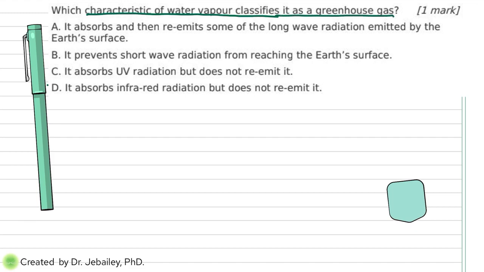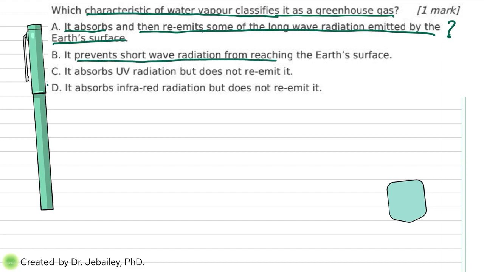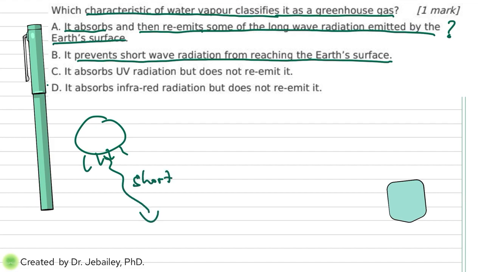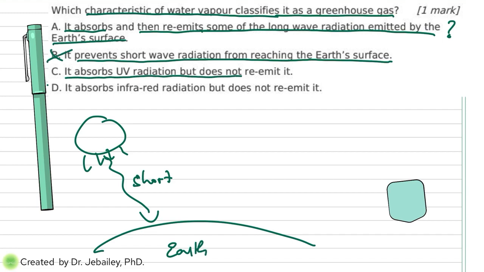Next, which characteristic of water vapor classifies it as a greenhouse gas? Now, what makes water vapor a greenhouse gas? So let's look. It absorbs and then re-emits some of the long-wave radiation emitted by the Earth's surface. Some students will question it, saying this is true, there's long wave in the middle. So we just put it to the side with a question mark. Here it says it prevents short-wave radiation from reaching the Earth's surface. This is the first thing it does not do, right? Because we know that the sun always releases the short wave, and no matter what, it always will hit the Earth. So it's not B.